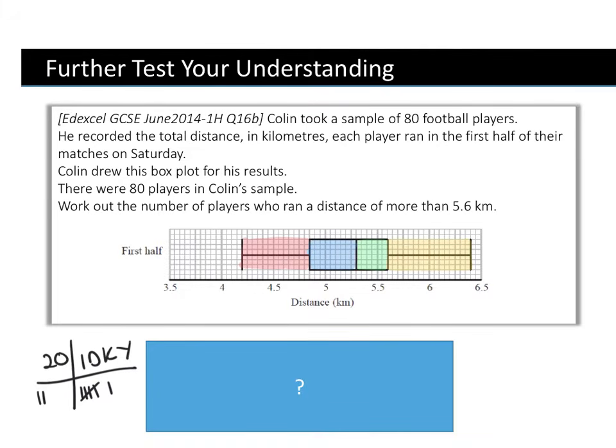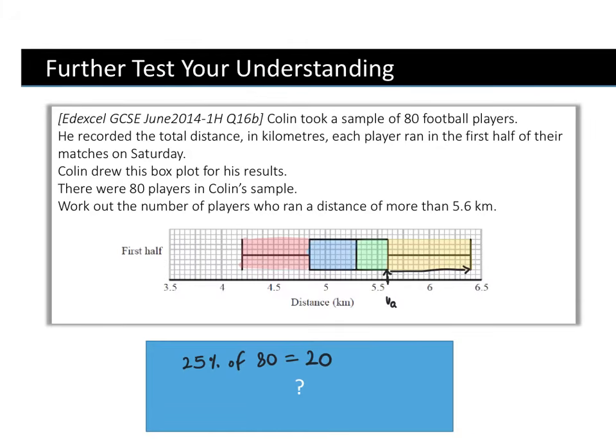Okay, that's fine. It says there were 80 players in Colin's sample, so I know this is represented by 80. Okay, there's 80 altogether. And then it says work out the number of players who ran a distance of more than 5.6. So step 1, find out where 5.6 is. 5.6 is actually here, which is in fact my upper quartile. Who ran more than 5.6? Well, actually, it's my upper quartile to my maximum, which I know is 25% of the data. So what's 25% of 80? 20. So well done those of you who got 20. So 25% of 80 is 20. And that's the number of people that ran more than 5.6 kilometres.